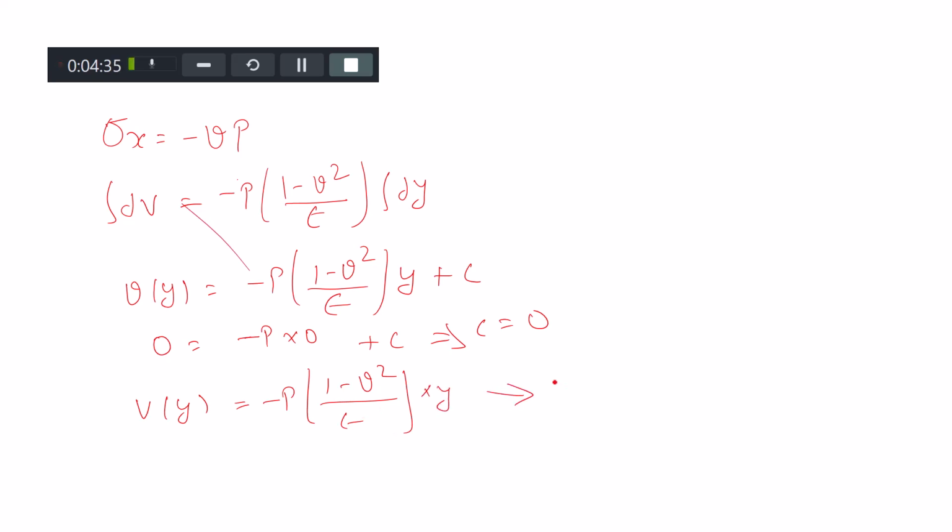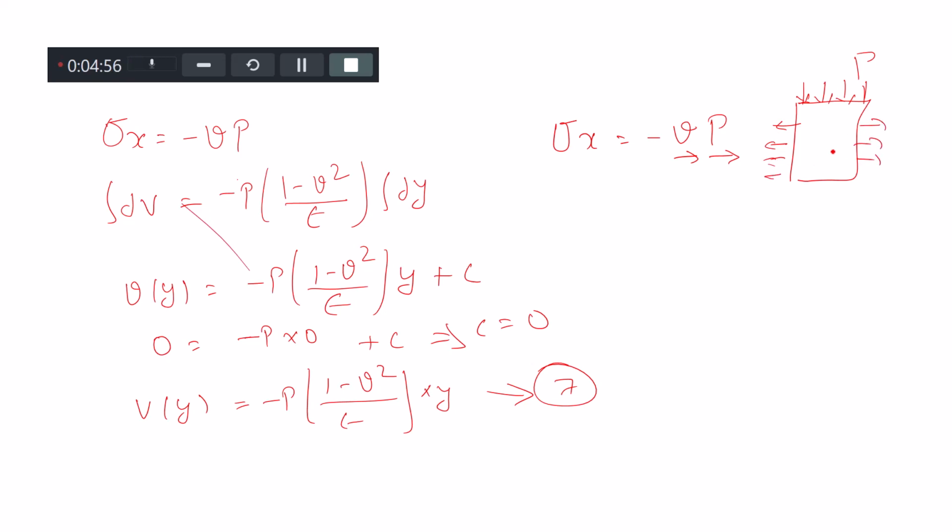So this is my seventh equation. So we got two values. One is your sigma x, which should be equal to minus Poisson's ratio times the pressure that we are applying. So let me put this diagram again. So this is the pressure that we are trying to apply. Whatever stress we are expecting in this direction should be equal to this value.